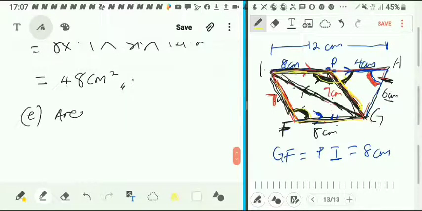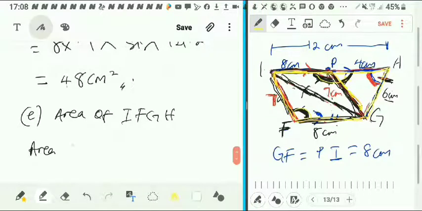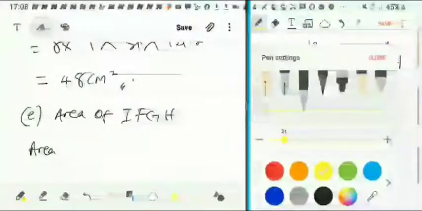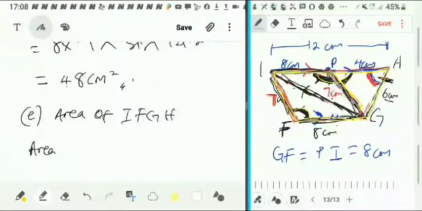And the area of IFGH. What is IFGH? That's the area of the whole shape. This is like a trapezium. Normally for a trapezium, it's half times (a plus b) times height. There's no height in any of this diagram. So we're just going to add the area of this parallelogram with the area of this triangle over here.